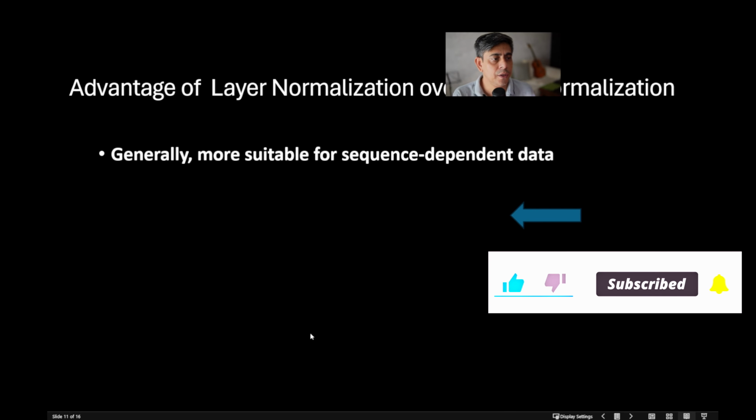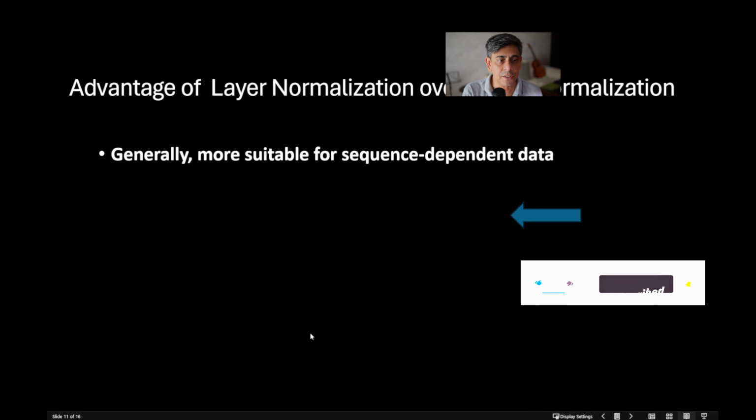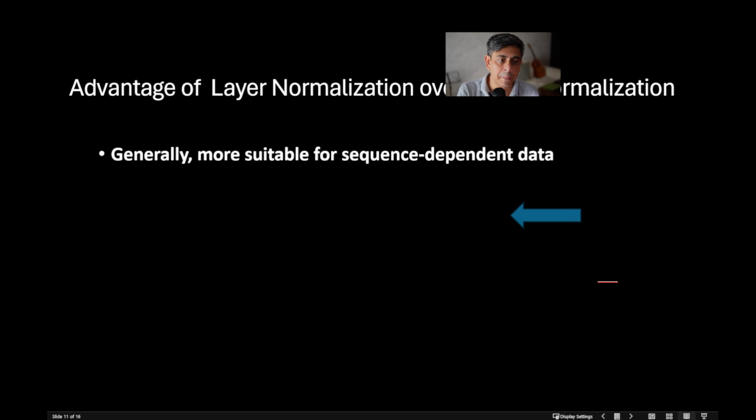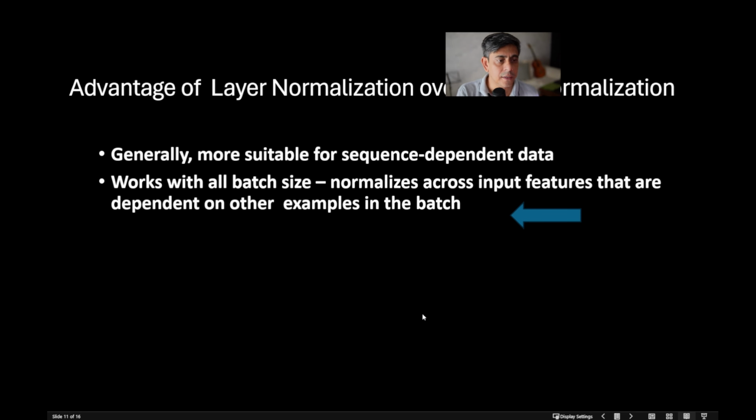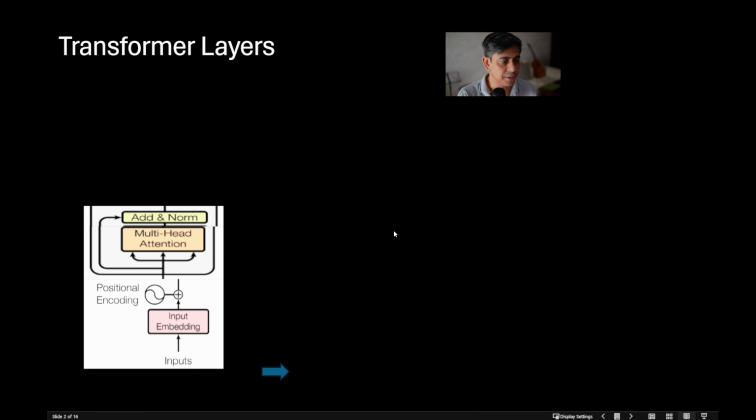So therefore, when you are coming to the layer normalization, it is good when you apply it on the sequence dependent data. And then of course it is independent from the batch. Therefore, whether the batch is low, high or small, the number of batches, this will always give you a normalization benefit. Now that's it. That's just a refresher before we apply the normalization here.